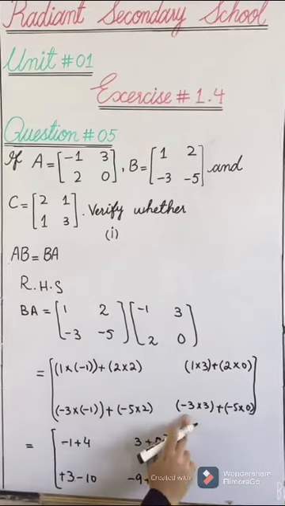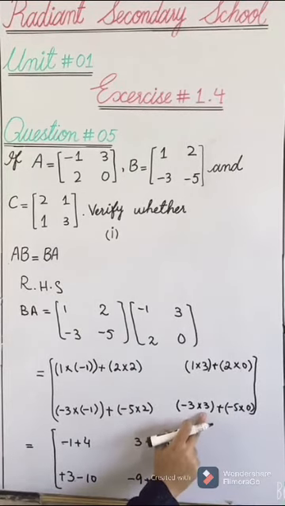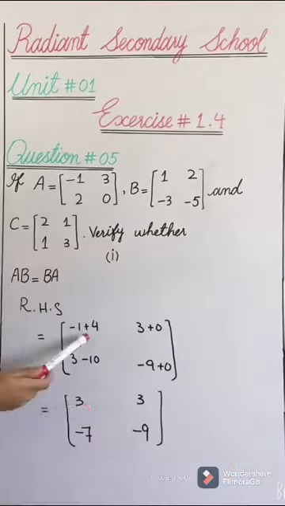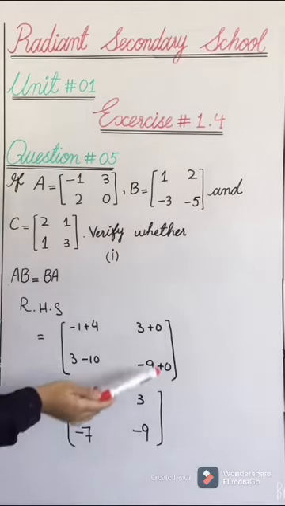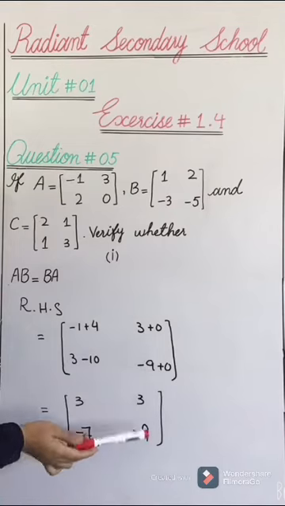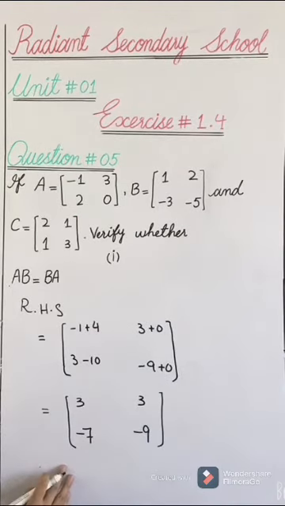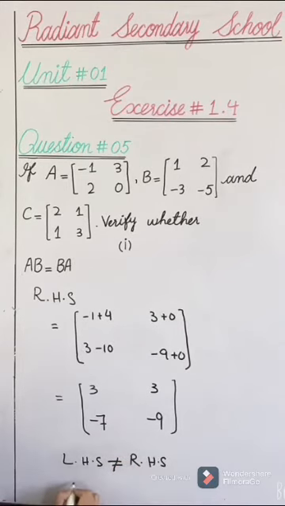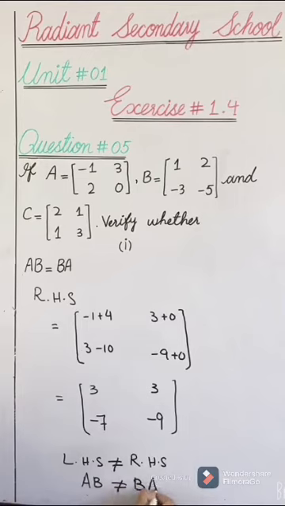So here -3 multiplied by -3 plus 3 is equal to -9, and -5 multiplied by 0 is equal to 0, and 3 plus 0 is equal to 3. 3 minus 10 we will get -7, and -9 plus 0 is equal to -9. Analyzing the result of left hand side and right hand side, we can see that left hand side is not equal to right hand side, which means that commutative property with respect to multiplication does not hold for matrices, and AB is not equal to BA.